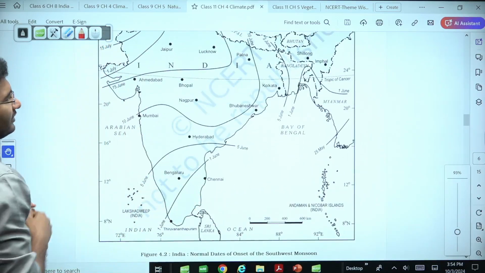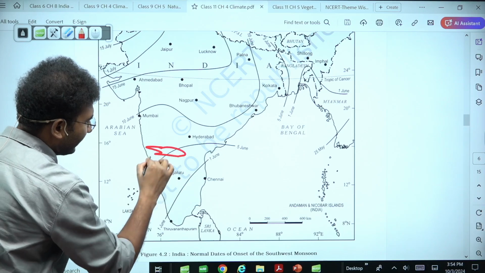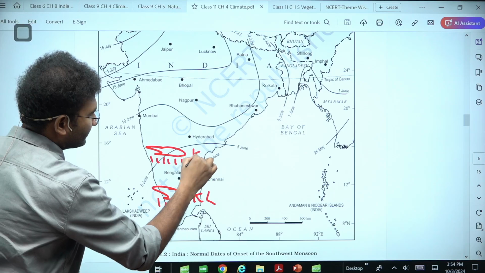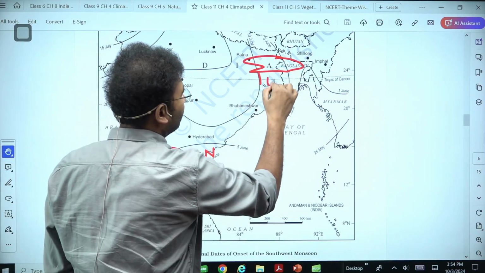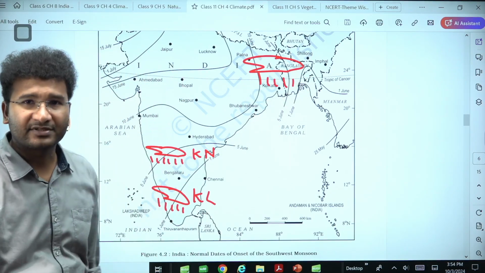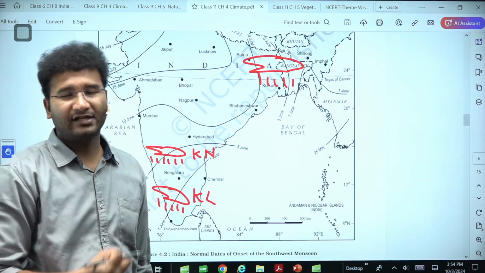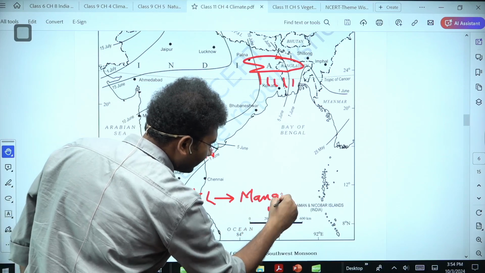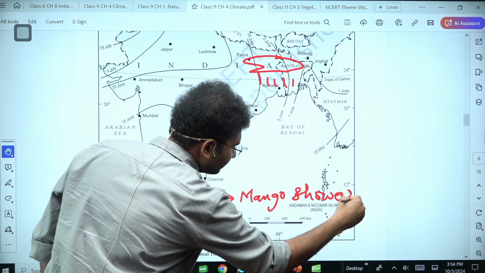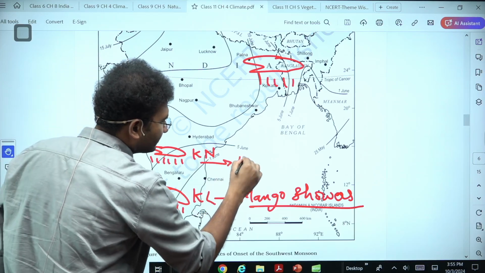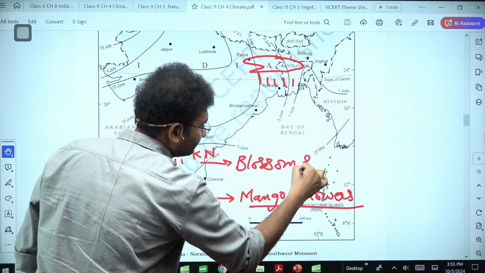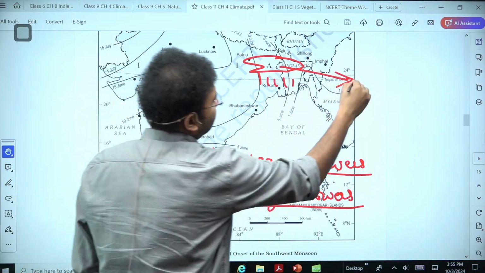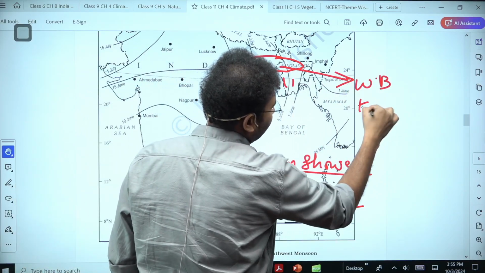Convection is something which I have already taught to you. So the convectional rainfalls in Bangalore or Karnataka, the convectional rainfalls in Kerala, and the convectional rainfalls in Kolkata have different names. They are also because of different convectional reasons. In Kerala, they are called mango showers. In Karnataka, they are called blossom showers. And in West Bengal, they are called Kal Baisakhi.